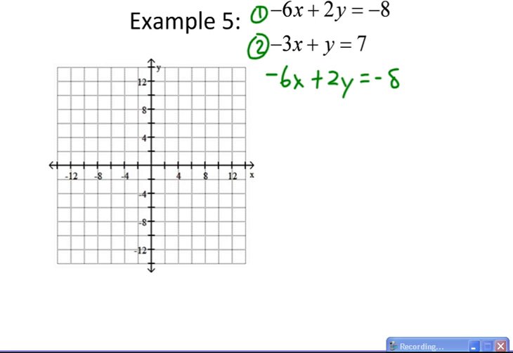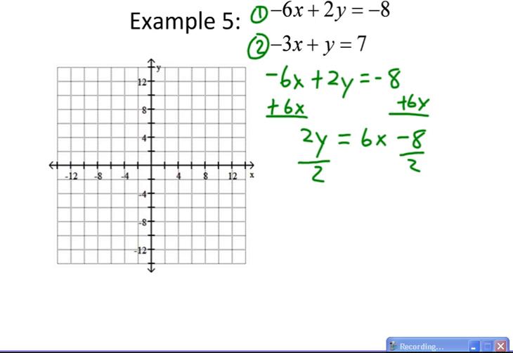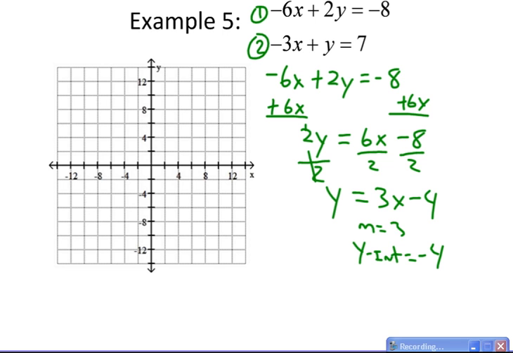Remember, that's getting y by itself, so I'm going to add 6x to both sides. 2y equals 6x minus 8. Divide by 2, divide by 2. y is equal to 3x minus 4. All right, so we know that the slope is 3, and the y-intercept is -4.